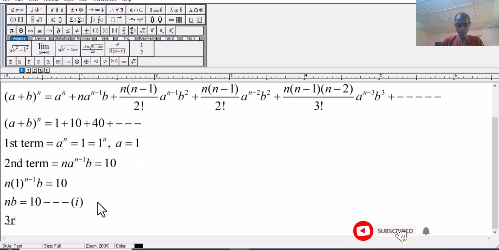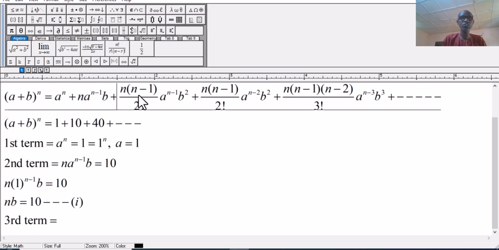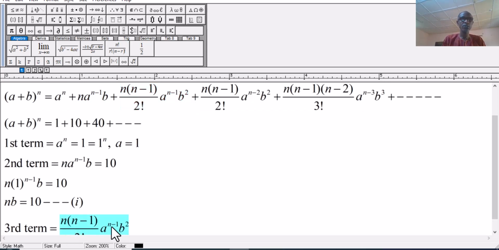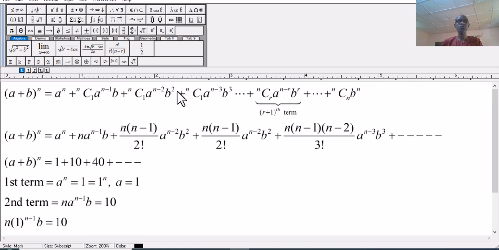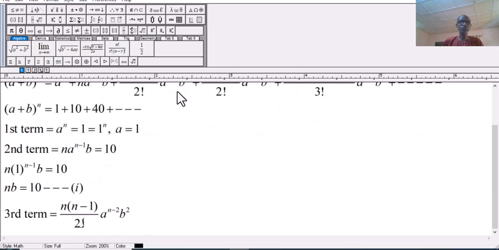Then the third term. This is the first term, this is your second term, and this is your third term. So I'm going to copy it and drag it. That's my third term. This is 2. Sorry about this. It's supposed to be 2 here. That's an error, a technical error.